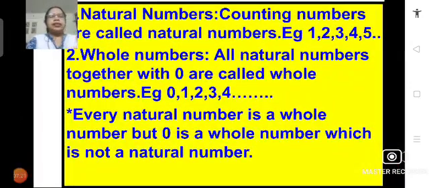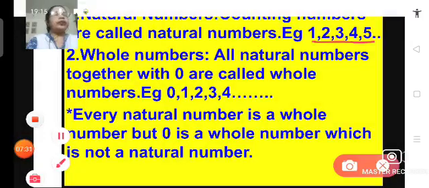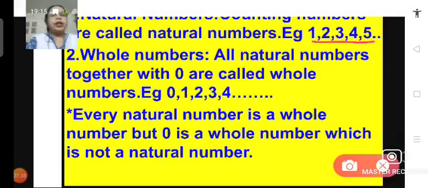So let's once again look at the natural numbers and whole numbers. Natural numbers are all counting numbers. For example, 1, 2, 3, 4, 5 and so on. 0 is not included in natural numbers. What are whole numbers? All natural numbers along with 0 are called whole numbers. That means whole numbers start from 0: 0, 1, 2, 3, 4 and so on.